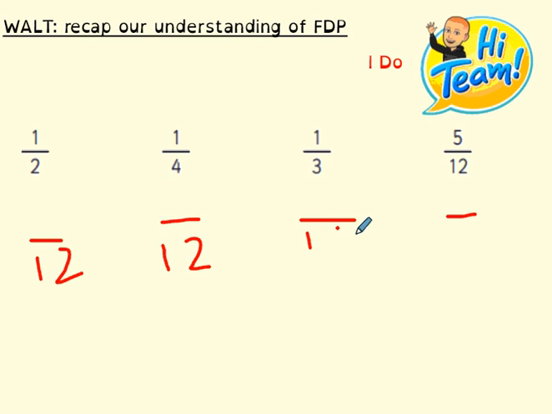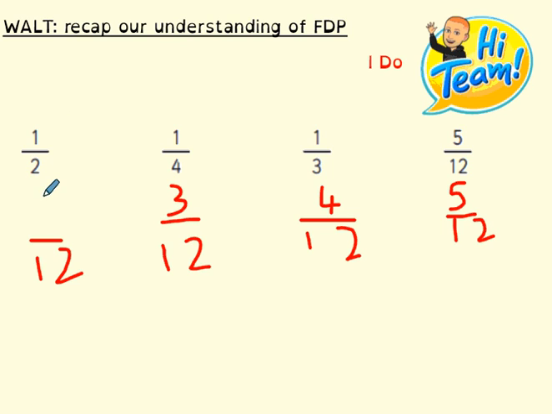What do I times 12 by to get 12? I times it by 1, so I do the same with my 5. I still have 5. 3 times 4 gives me 12. 1 times 4 is 4. 4 times 3 will give me 12. 1 times 3 is 3. And 2 times 6 is 12. So 1 times 6 will give me 6.